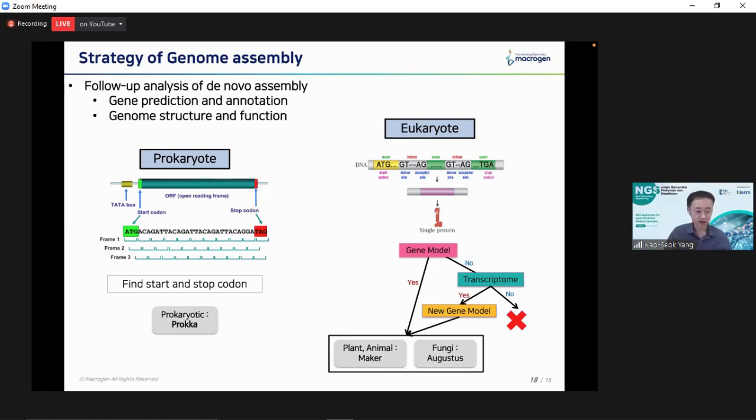So for the prokaryote, it is very simple. But eukaryotes have a much more complex genome structure. So we use different kinds of algorithms using the gene model and the transcriptome and come up with a new gene model. We usually do this for plants and animals, or even fungi.